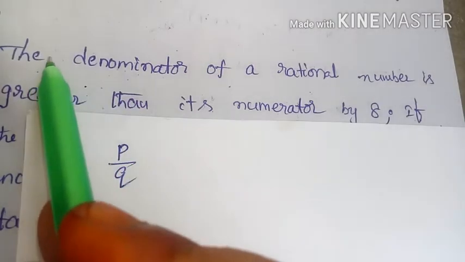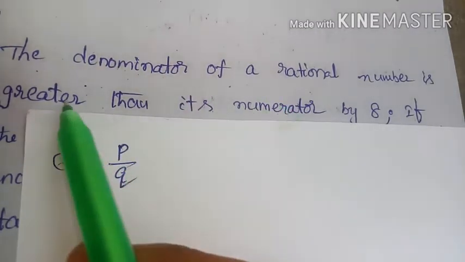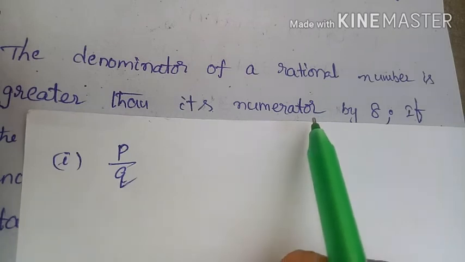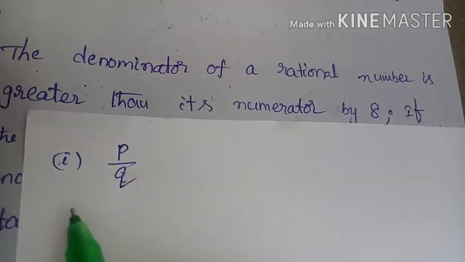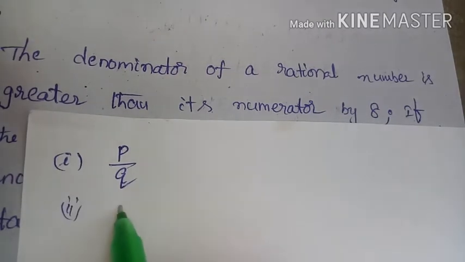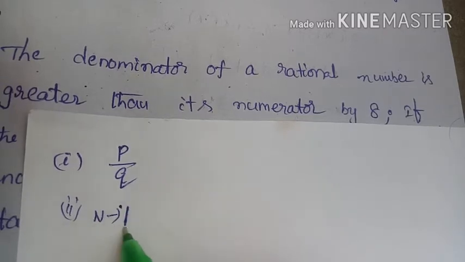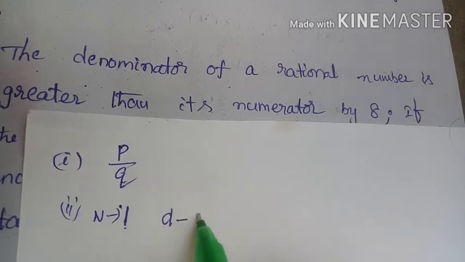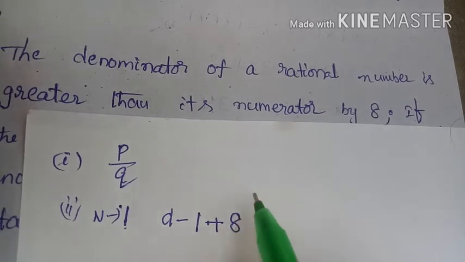Clear? Here the denominator, that means q of the rational number, is greater than its numerator by 8. So that is one clue given. The second clue is, suppose p is 1, that means the numerator value is 1, then the denominator value is increased by 8 over the numerator.